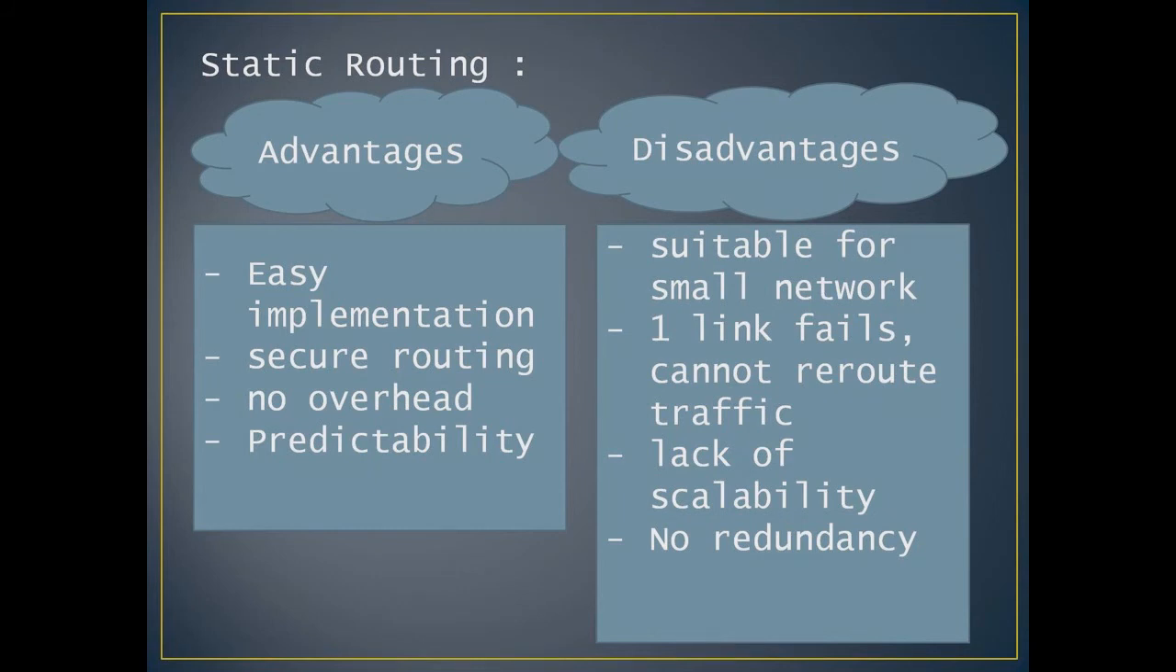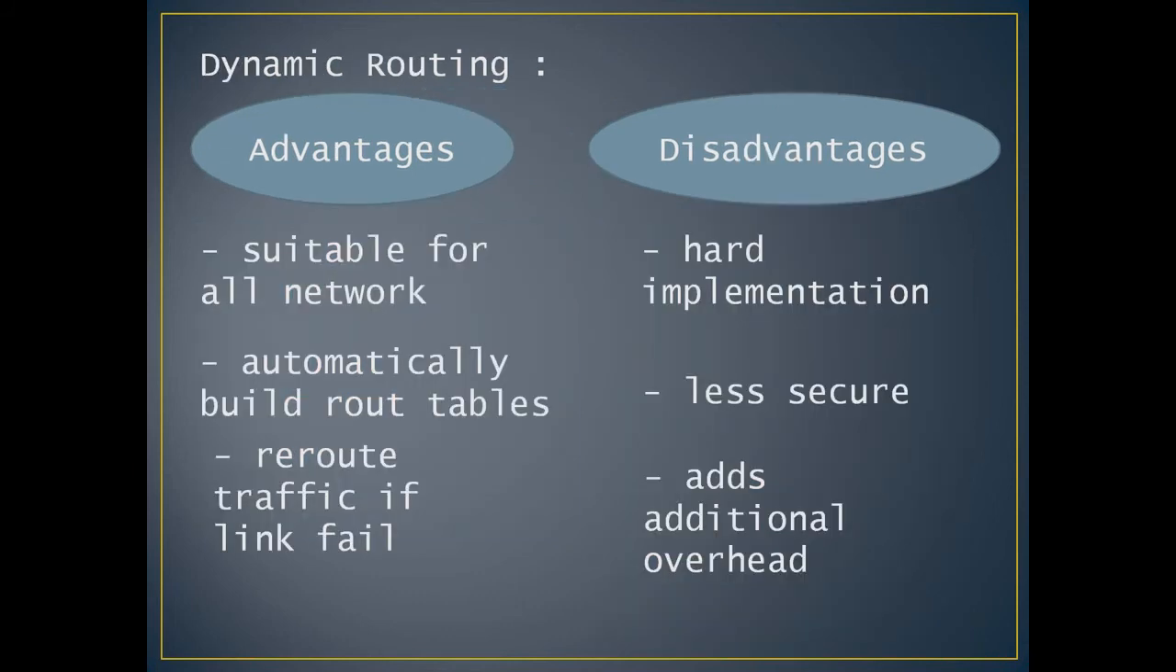Moving forward, we have dynamic routing, and the advantages and disadvantages of dynamic routing. First, the advantages. The advantages of dynamic routing are: it is suitable for all networks, it automatically builds route tables, and it reroutes traffic if any link fails. Why do I say dynamic routing is suitable for all networks?